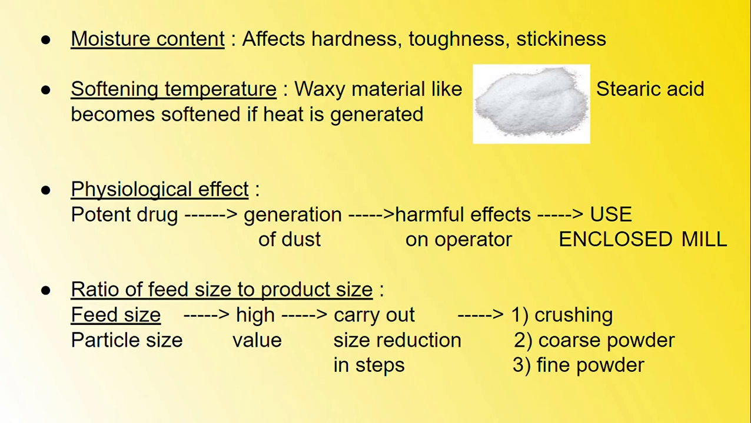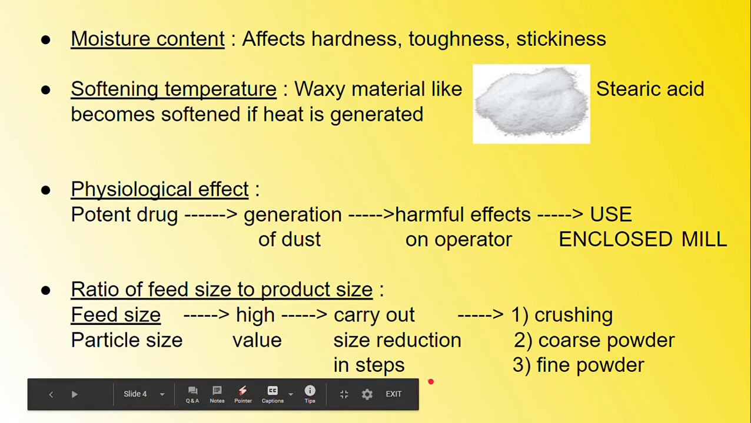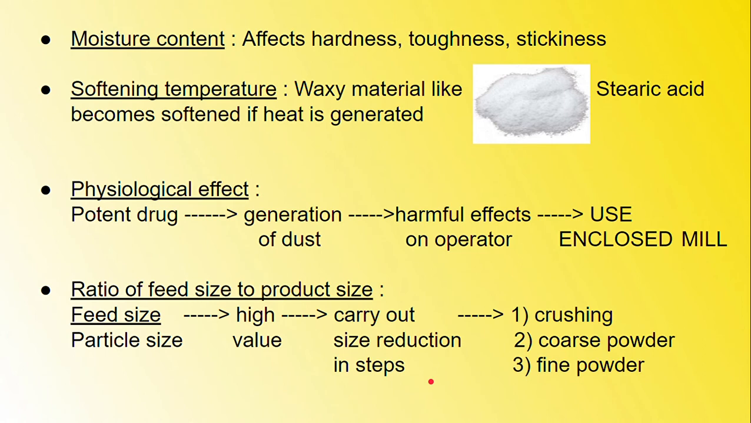Another factor to be considered is the ratio of the feed size to the product size. What is the meaning of feed size? The feed size means the particle size of the material which is undergoing size reduction, and the product size means the particle size of the material which comes out at the end of size reduction. If the ratio of the feed size to the product size gives a high value, then it means we have to carry out the size reduction not in one step, but in a number of steps.